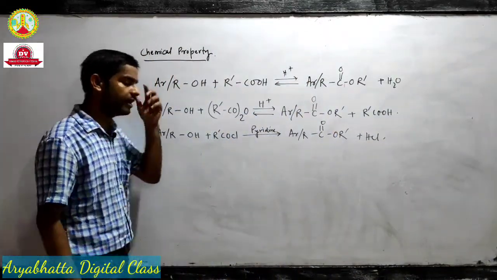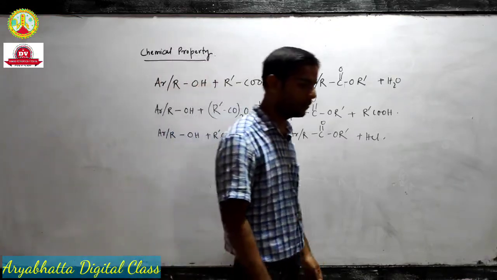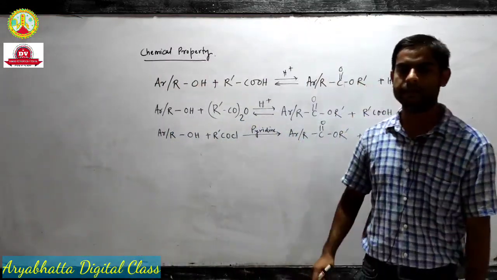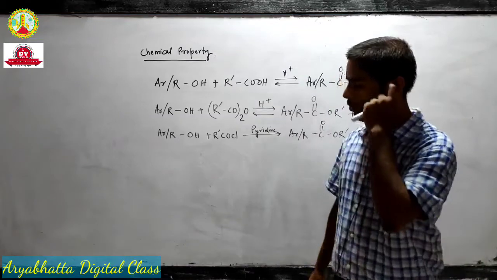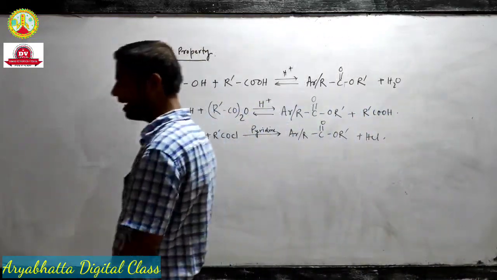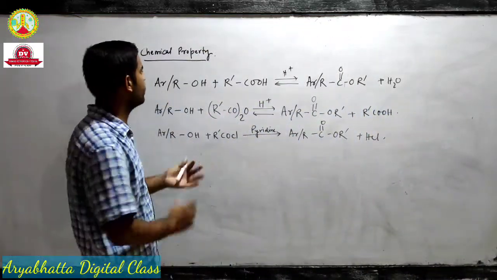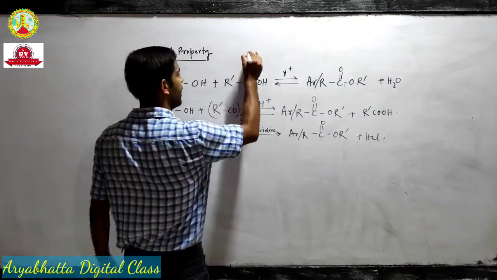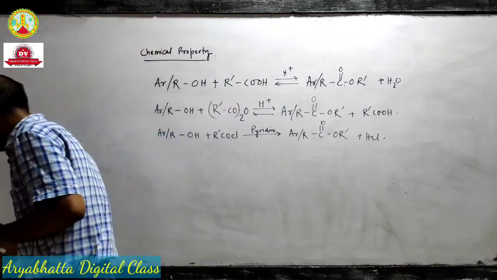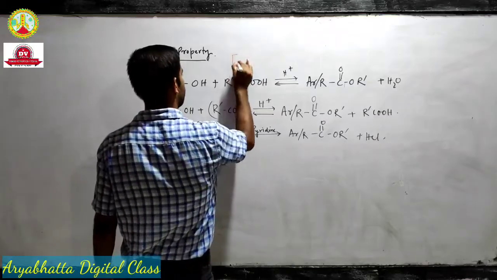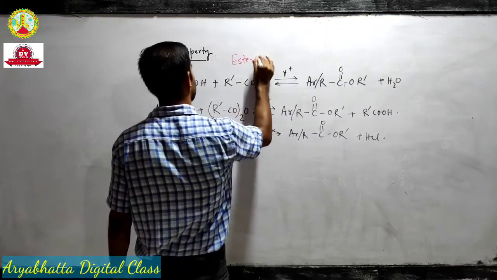So we were discussing the chemical behaviors of alcohol and we discussed the acidity of alcohol. Now we will see some chemical reactions involving alcohol. The first reaction that we are discussing is called esterification. Okay, this reaction is called esterification reaction.